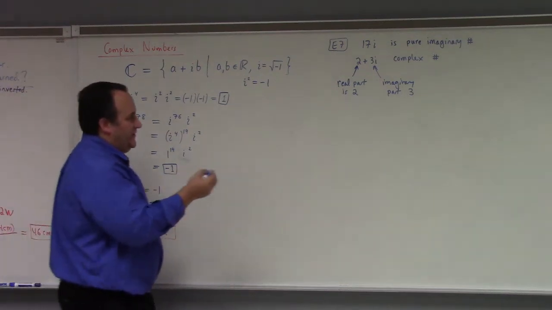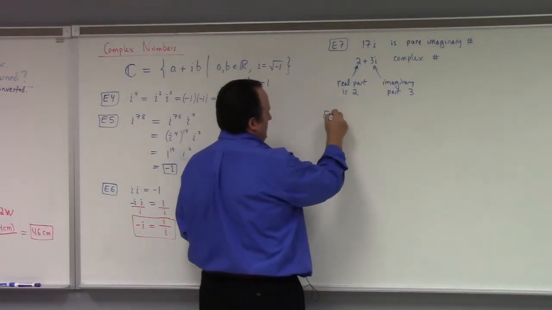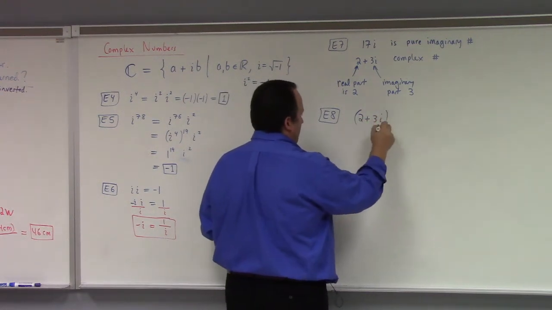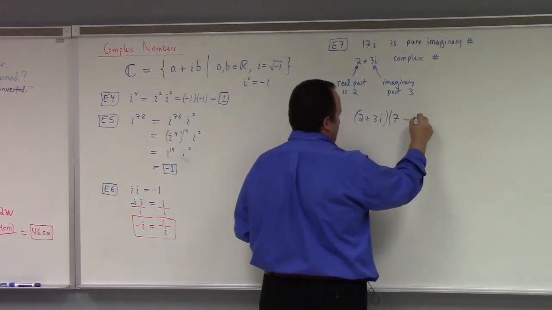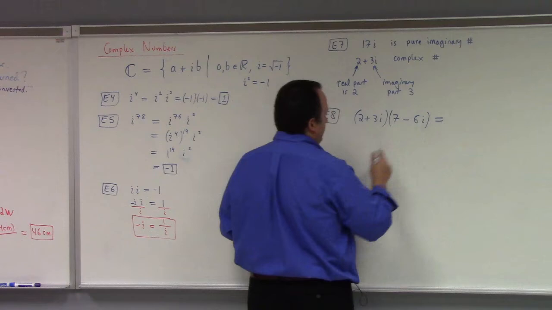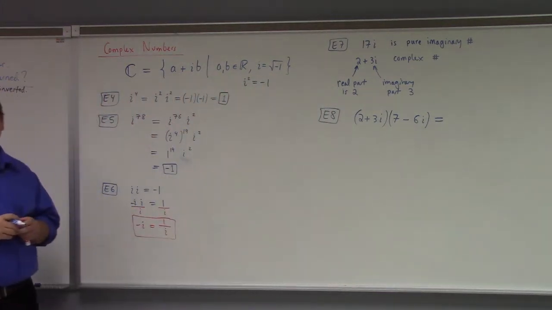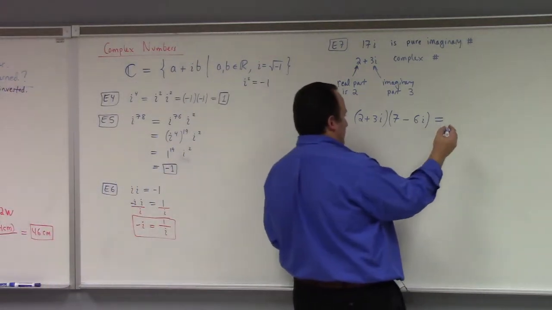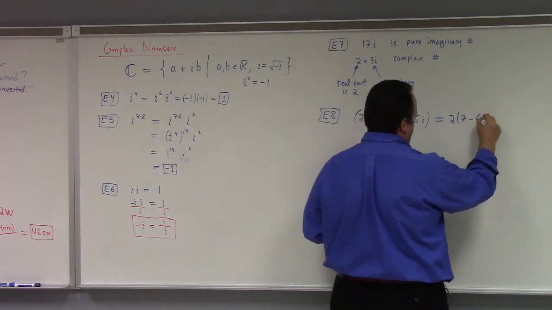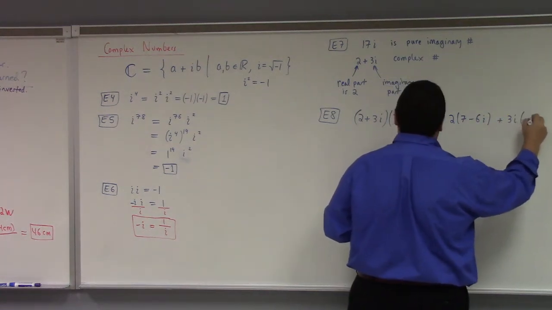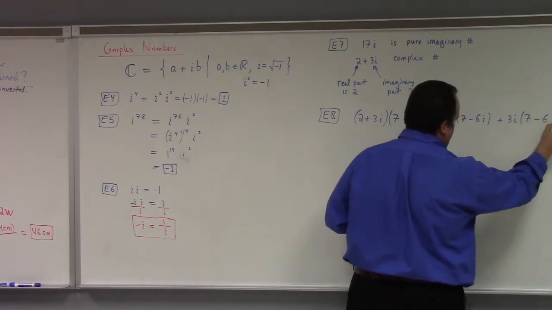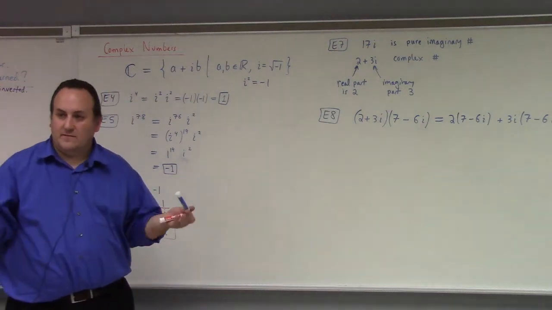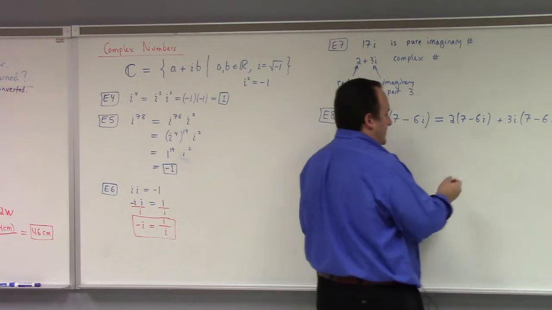One more, well, actually a couple more things, then we'll be done with this here. Example 8. How would you multiply complex numbers? Suppose I have 2 plus 3i times 7 minus 6i. How would you multiply these? FOIL, right? So basically just like usual. So we do 2 times 7 minus 6i plus 3i times 7 minus 6i. So I'm using the distributive property once, and then I use it a second time, which is just a fancy way of saying FOIL. You multiply them out: the first, the outer, the inner, the last.